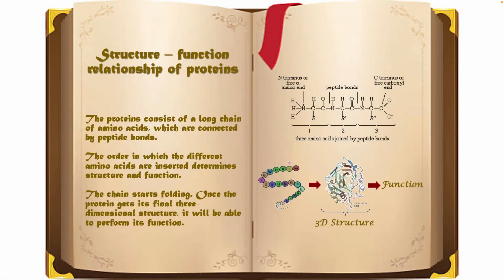So the proteins consist of a long chain of amino acids that are connected by a peptide bond. The order in which the different amino acids are inserted determines the structure and function. So the chain starts folding until it reaches a final 3D structure that will exhibit its function.